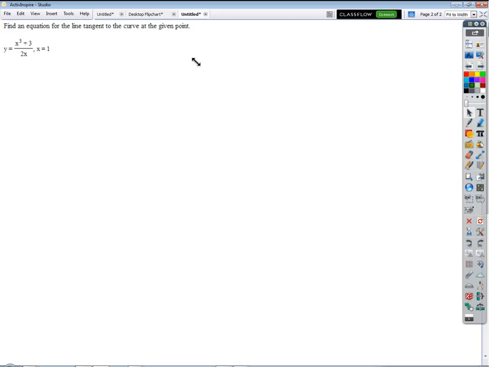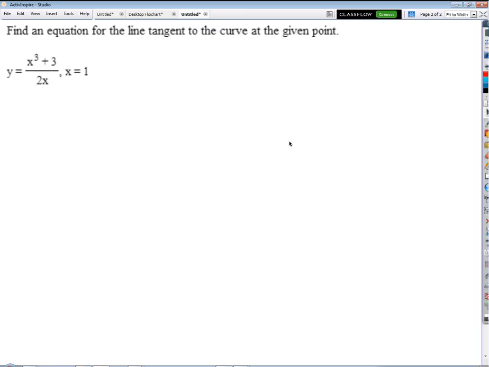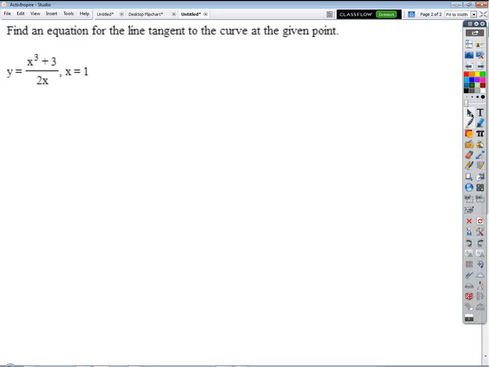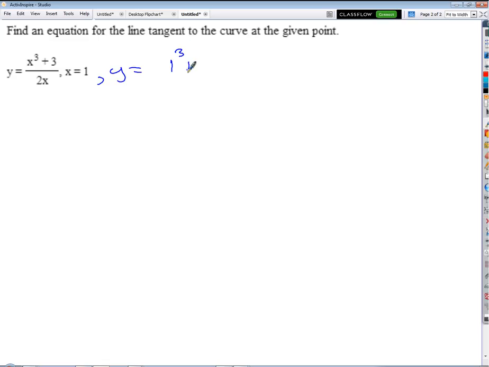Okay, find the equation for the line tangent to the curve at the given point. So really all we need is a point and a slope. The point is easy. We get the x value. How do I find the y value? Plug it in. So x equals 1, y equals 1 cubed plus 3 over 2 times 1, which is 2. So the point has coordinates (1, 2).